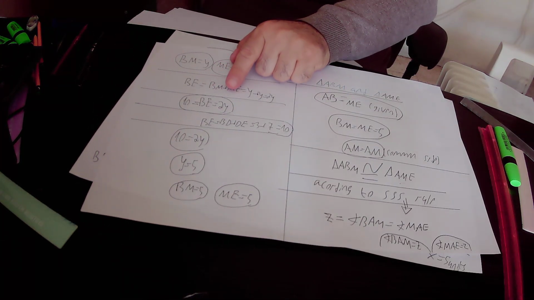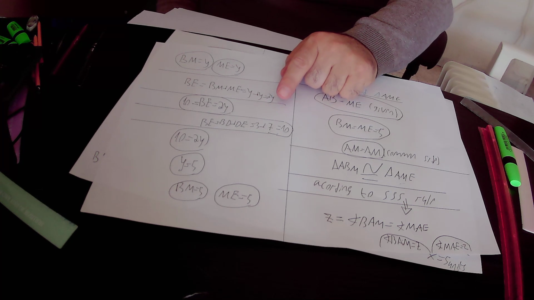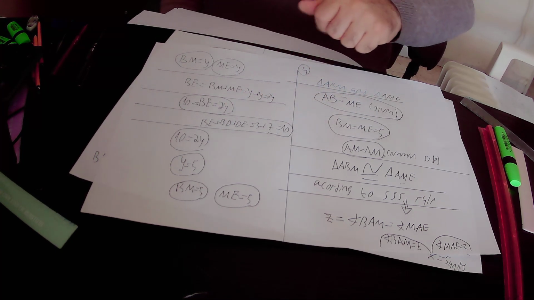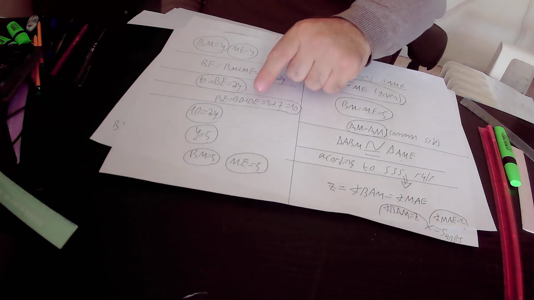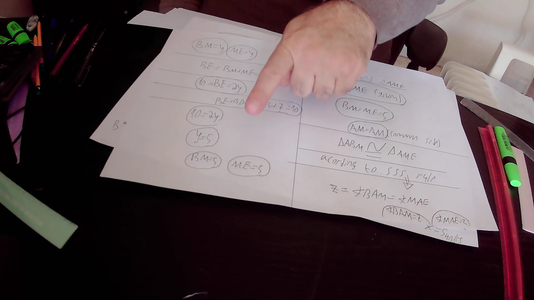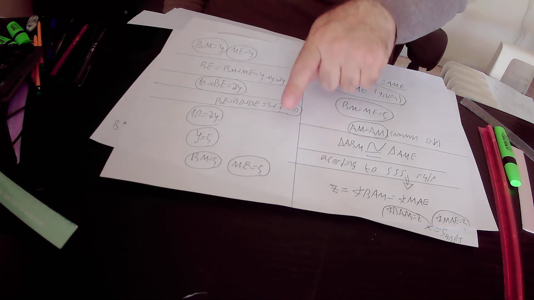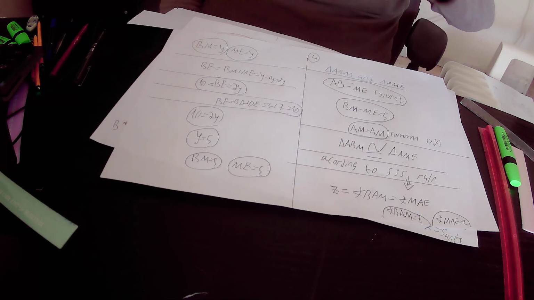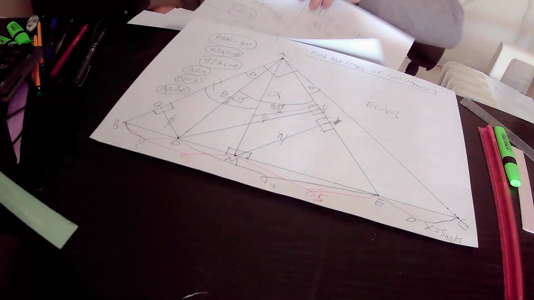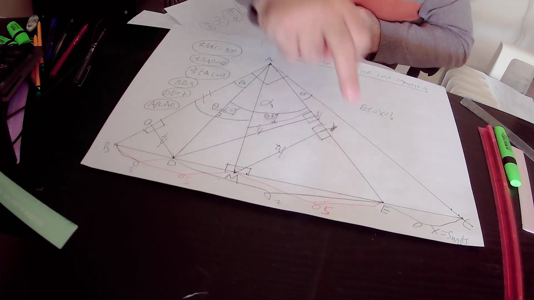So from one side BE equals 2Y, and from the other side BE equals 10 units. So from this equation, we derive that 10 equals 2Y. We divide by 2 and we get that Y equals 5 units. Y, that is BM, equals 5 units, and ME, that is also Y, is equal to 5 units. So we can write down here that BM equals 5 units and ME is also equal to 5 units.